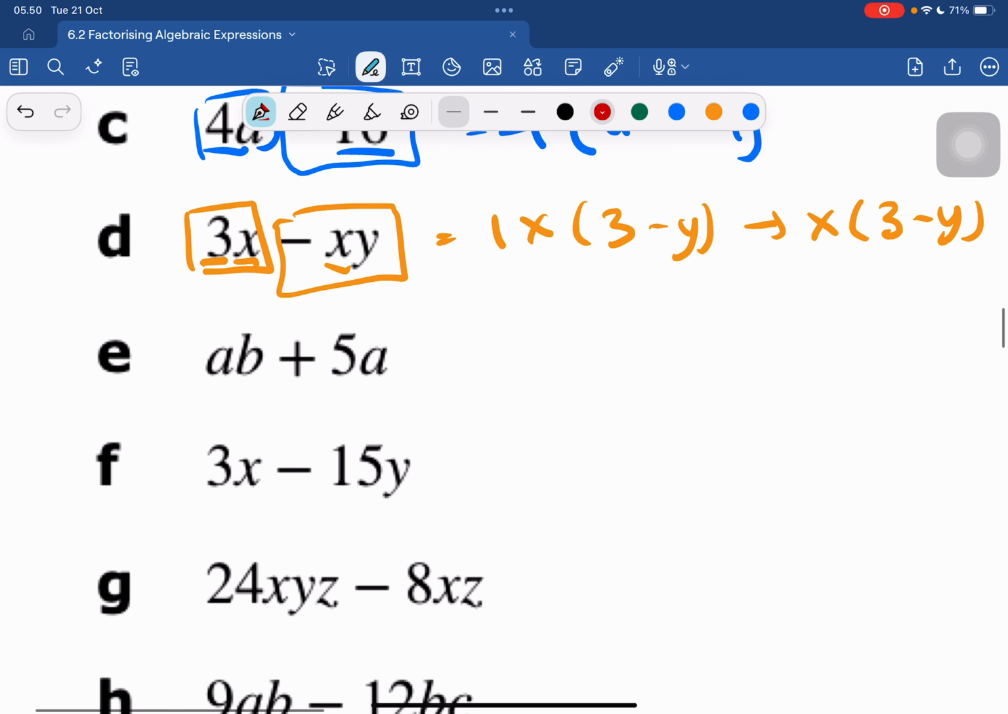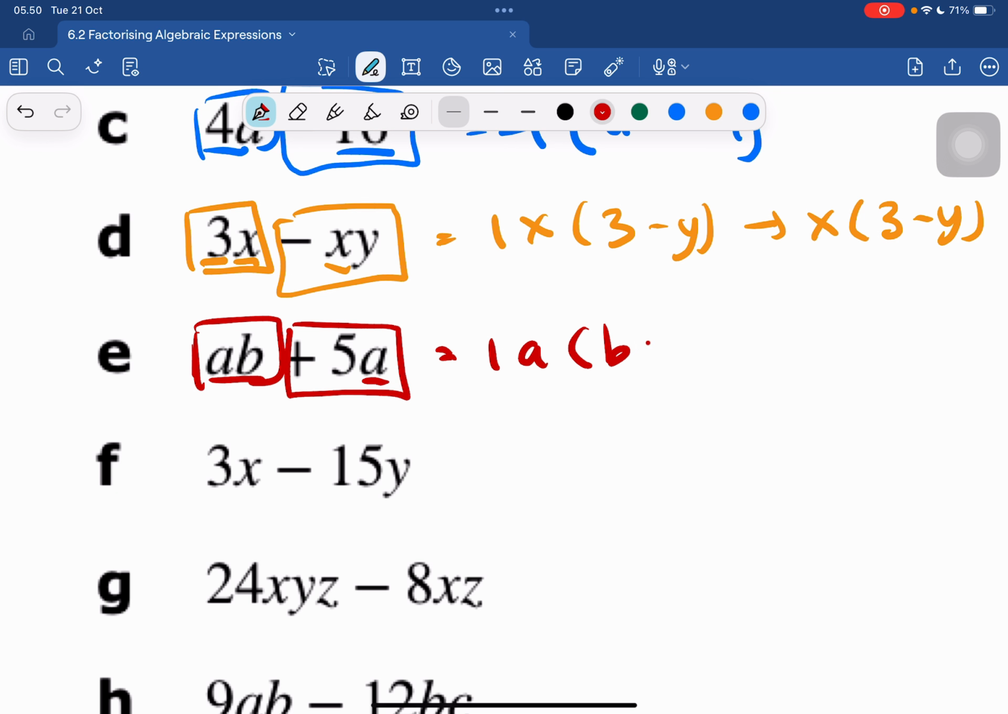Okay, with the numbers, this is 1. So 1 and 5, the highest common factor is 1. And then a, b, and a is a. So a times what number makes ab? It is b. A times what number makes positive 5a? It is 5. Or we can write it as a bracket b plus 5.